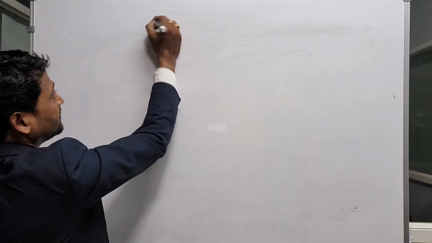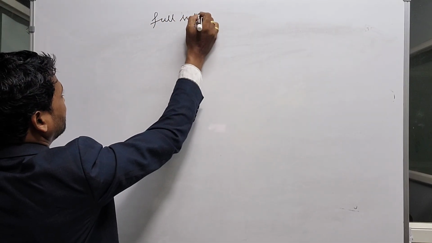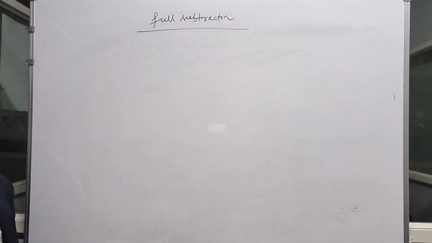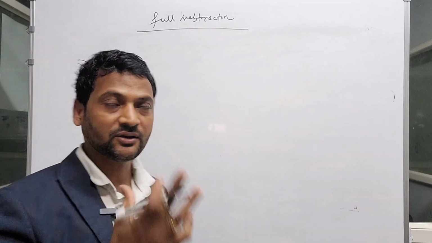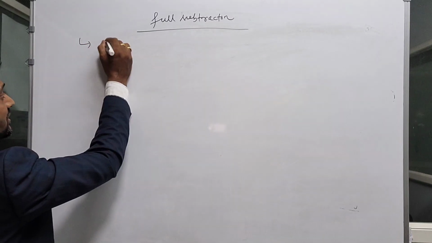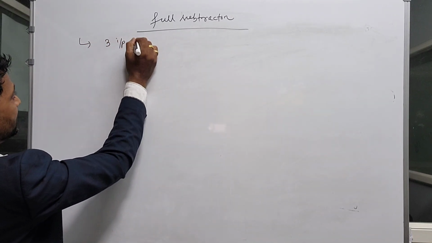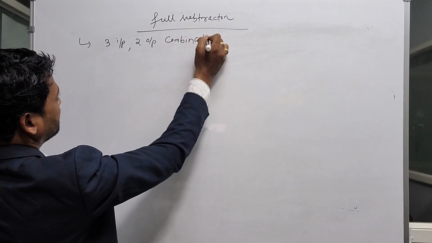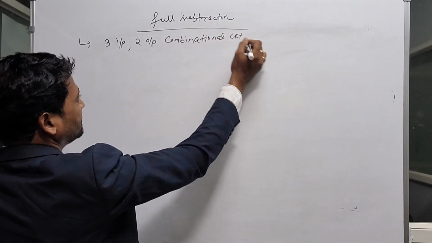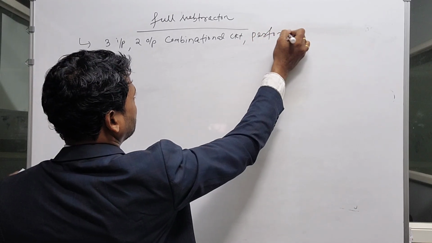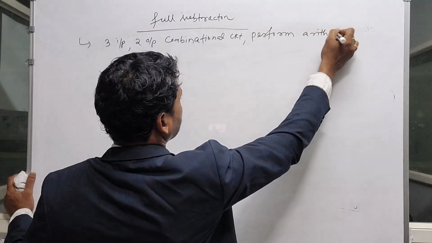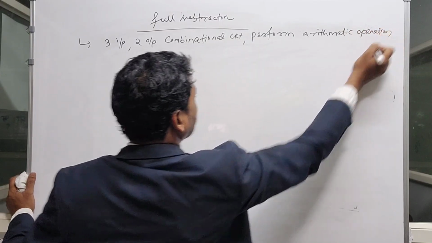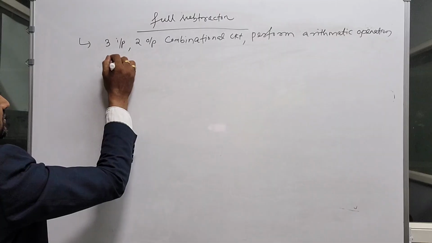So next part is full subtractor. What is a full subtractor? It is a 3 input 2 output combinational circuit which performs arithmetic operation in terms of difference. The definition is the same. Just take 3 inputs, 2 outputs, a combinational circuit which performs arithmetic operation in terms of difference, that is your difference.